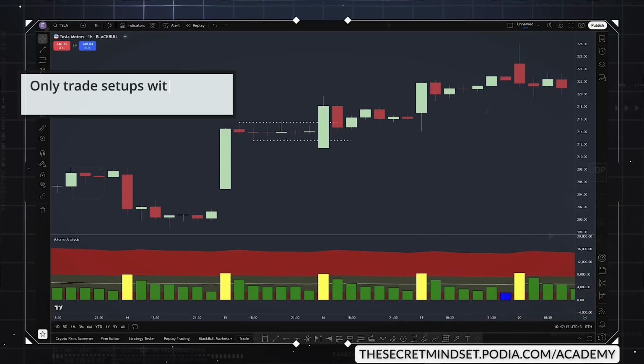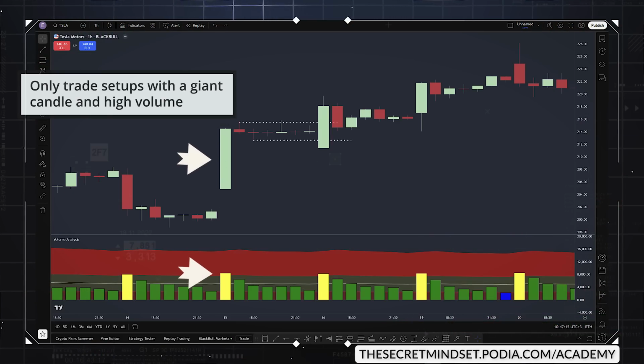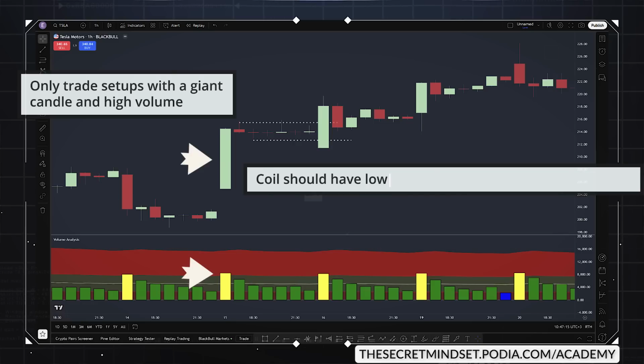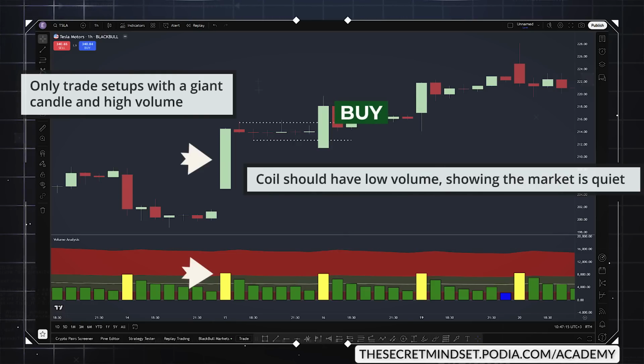Volume is the key to this setup. If the big candle happens with low volume, it's a fake. Only the real heavy volume bars matter. You want to see the spike, the kind of volume that stands out on your chart, way above normal. That's when you know the big players are active. The coil should have low volume too. That means all the excitement is gone, and the market is quiet, waiting for the next jolt.